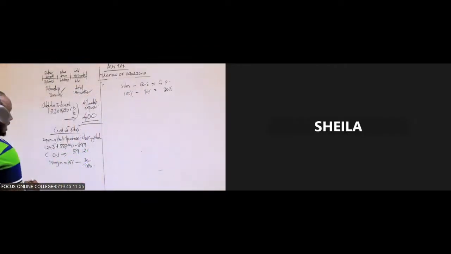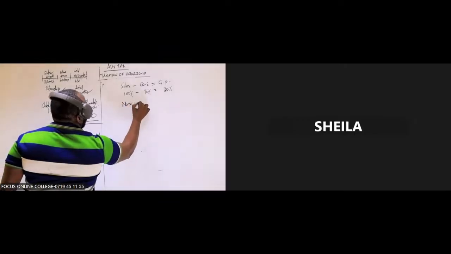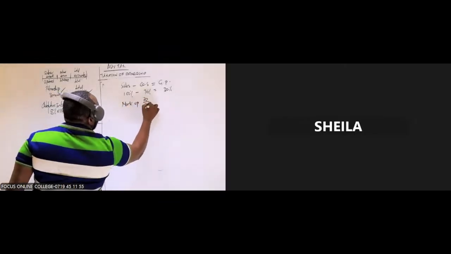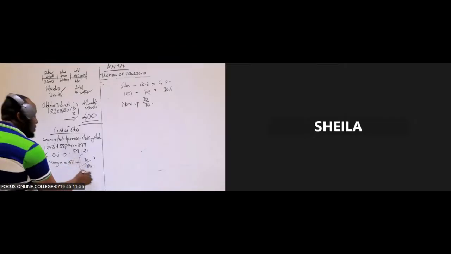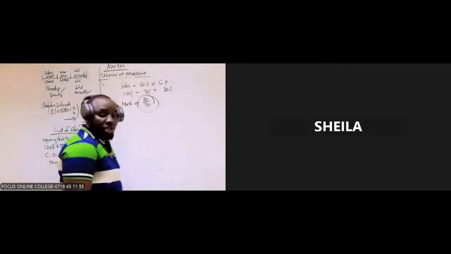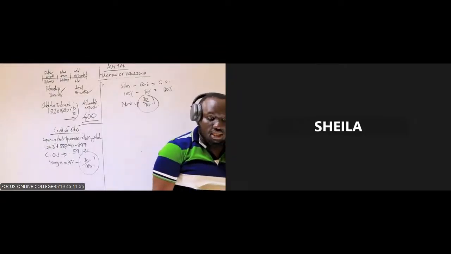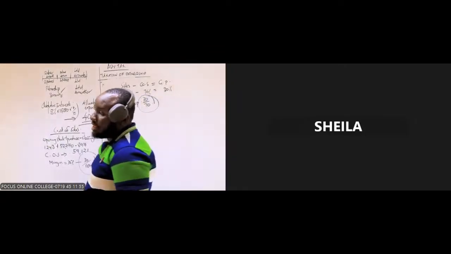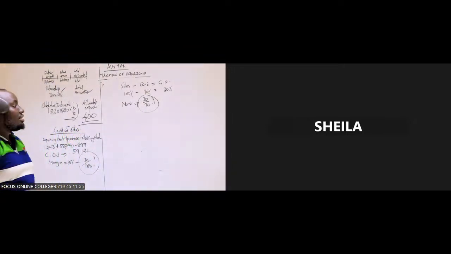So I can get a markup. The markup would be 30 over 70. That is the markup, and this is the margin. Together, team. Give me a yes if you're together.